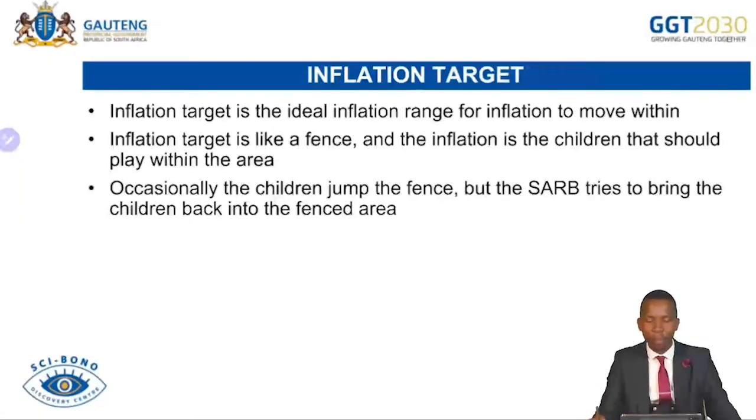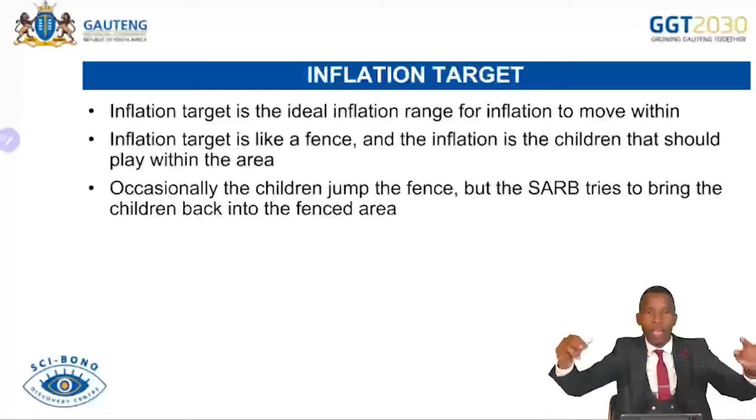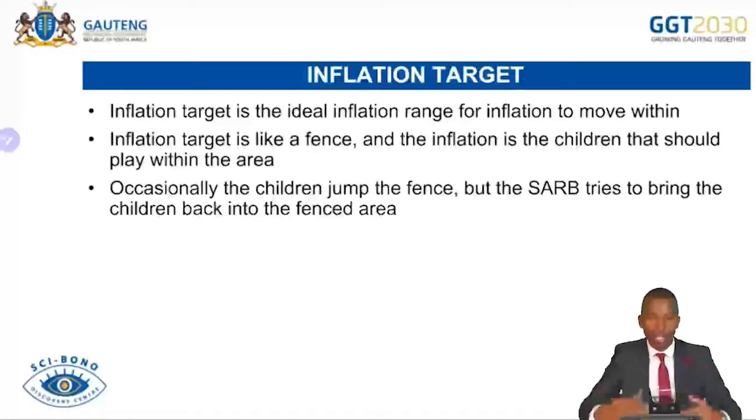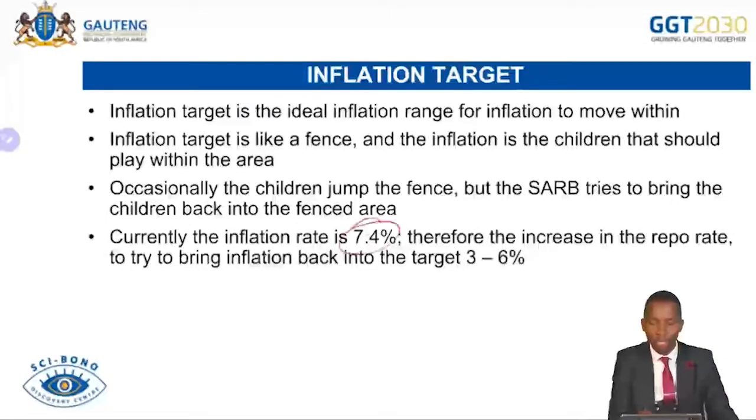Occasionally, the children jump the fence, but the South African Reserve Bank tries to bring the children back into the fenced area. So we have the inflation, and with the inflation there is a fence, which is the target. That inflation target simply ensures that these children, or inflation, do not jump. If it jumps, the Reserve Bank must intervene to bring it back to be within the target. Currently, the inflation rate in South Africa is 7.4%.